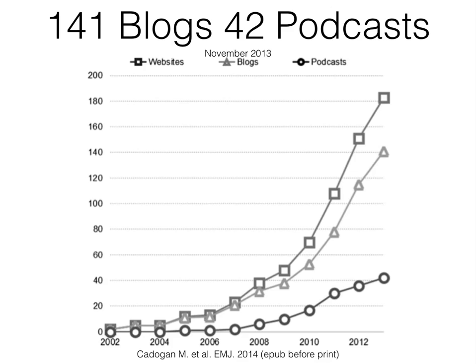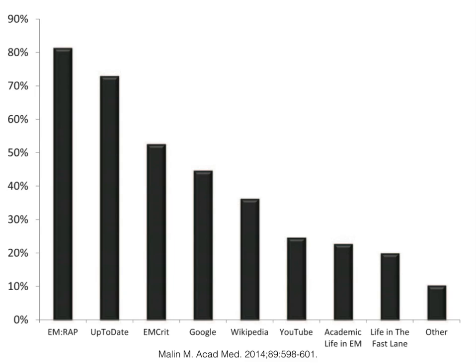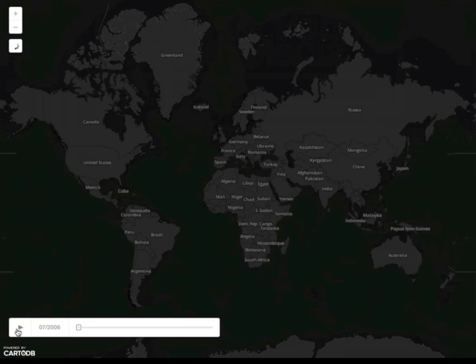As of November 2013, there have been 141 blogs and 42 podcasts from emergency medicine. You can see that over the last several years, these numbers have been growing exponentially. When Malin surveyed residents about how they gain extra education, there were online textbooks like UpToDate, but a lot of it is social media: MRAP, MCRIT, YouTube, Academic Life in EM, Life in the Fast Lane. These are social media resources that people are using to educate themselves.